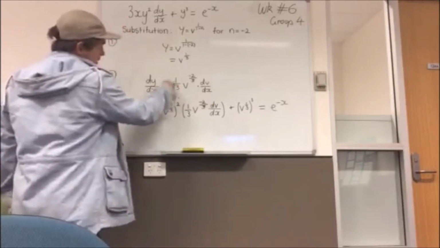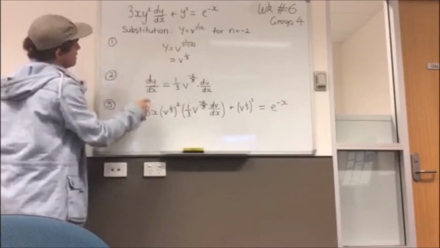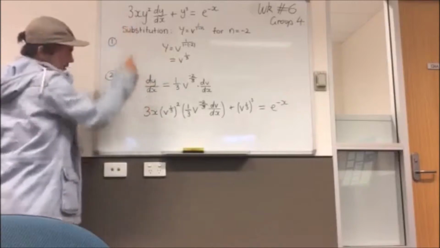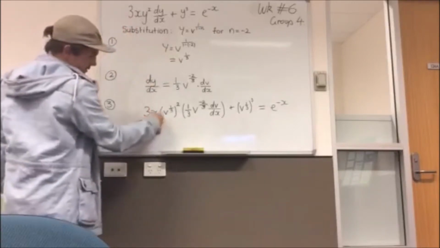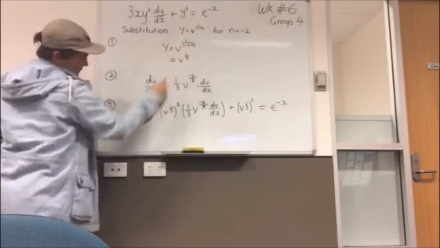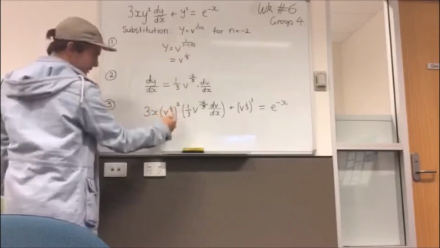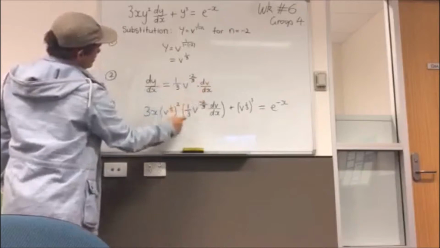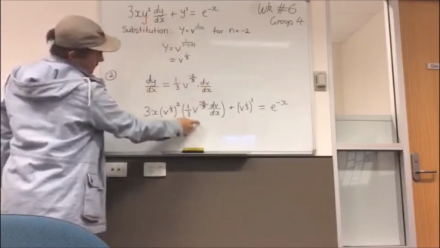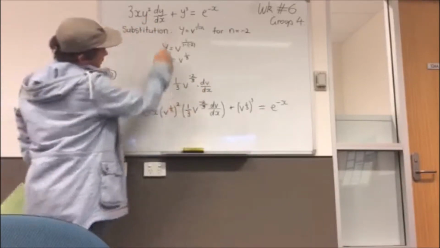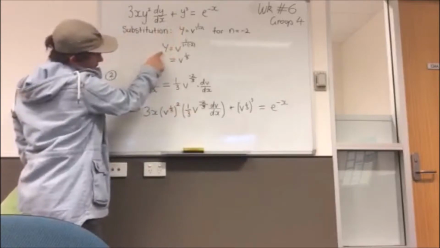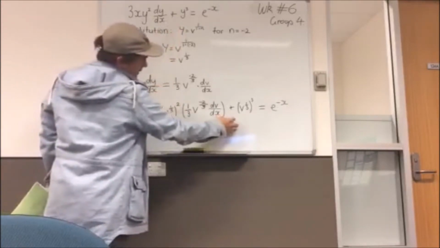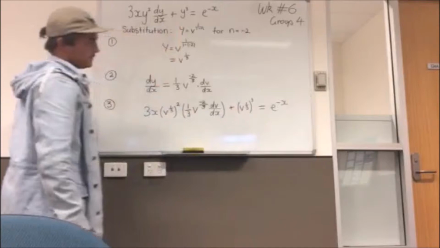From these two equations, we can then substitute our values back into the original equation, which will leave us with 3x with this section inside to the power of 2, and then this section substituted for dy/dx. And then finally, y to the power of 3, our y value substituted in, to the power of 3 equals e to the negative x.